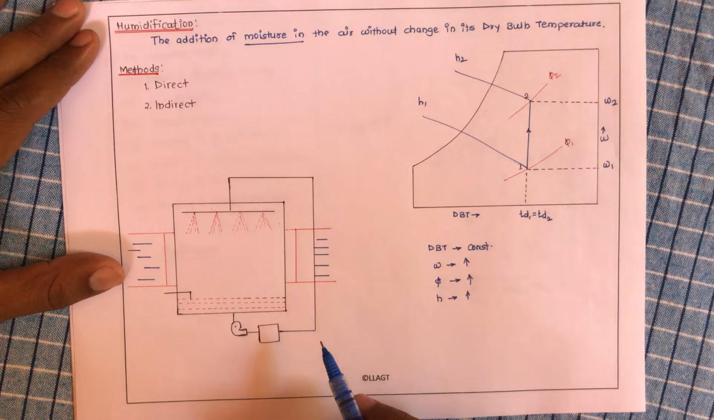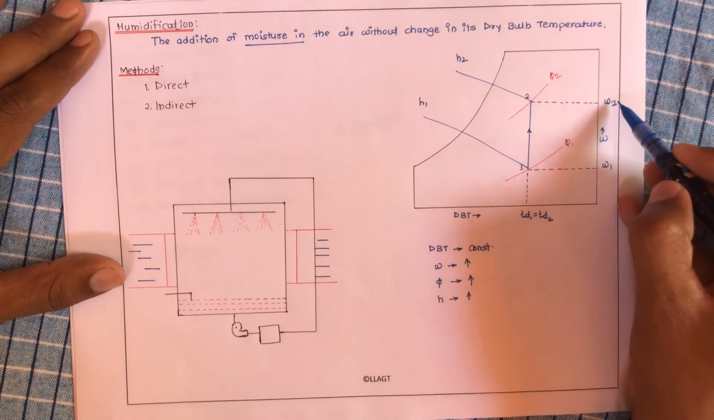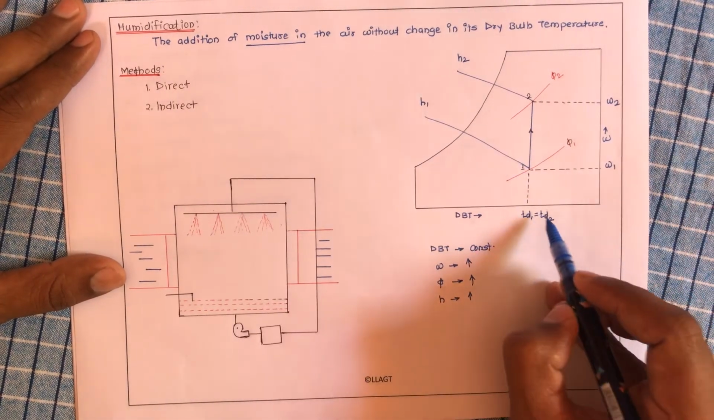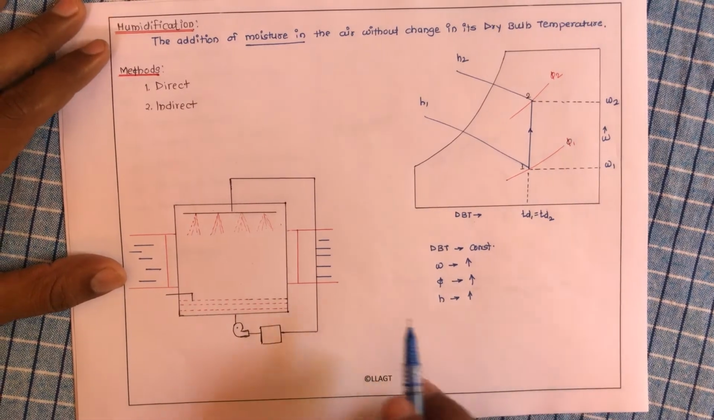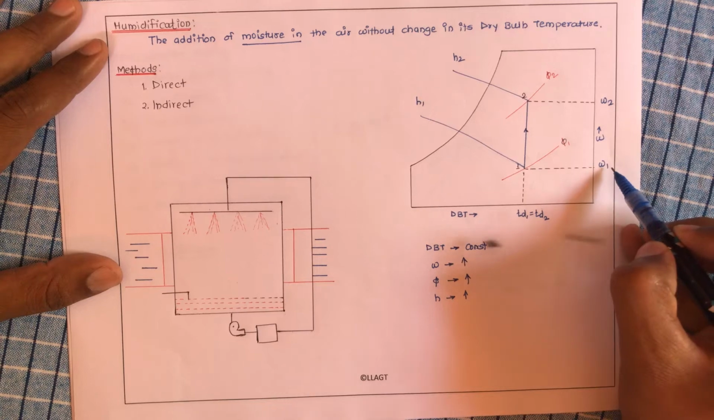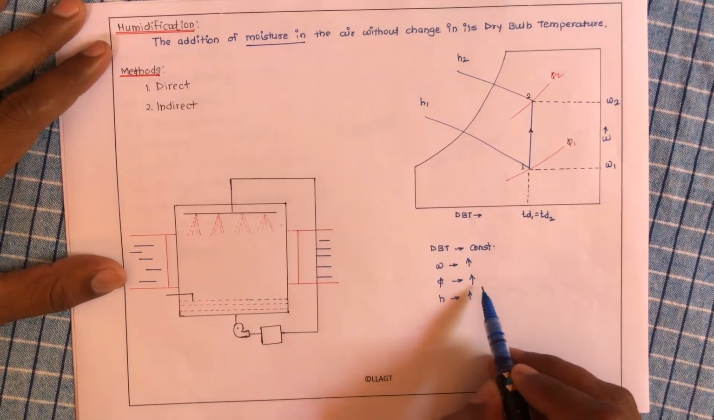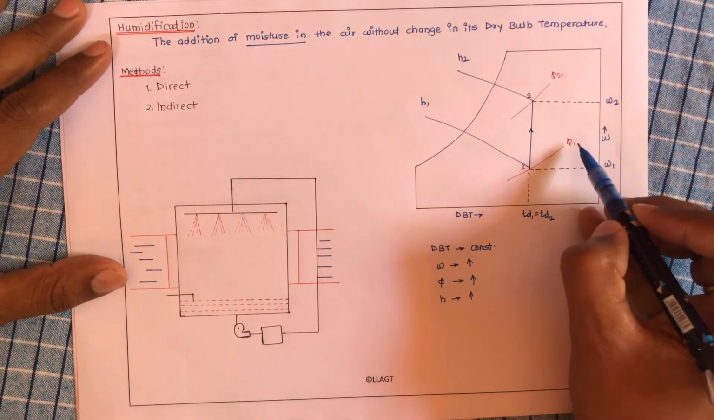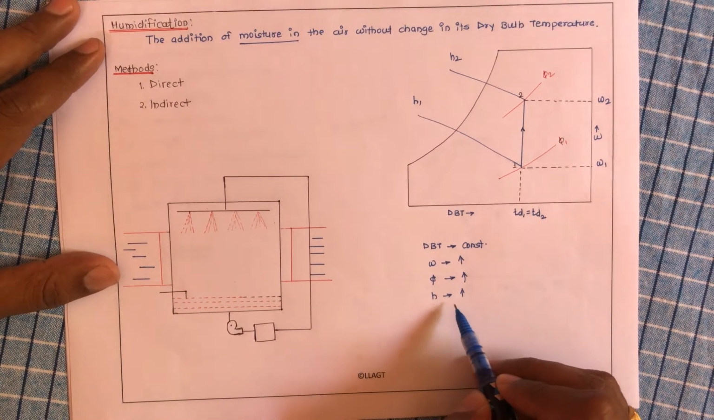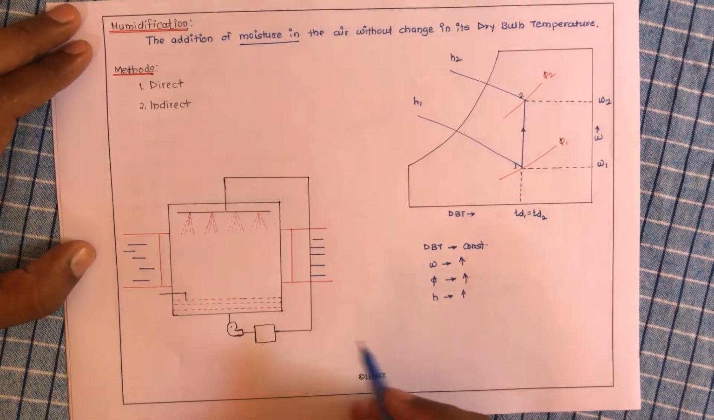In the first two processes, that is sensible heating and sensible cooling, the humidity ratio or specific humidity remains constant, and there is a change in the value of dry bulb temperature. But in case of humidification, the value of dry bulb temperature remains constant and the humidity goes on changing. Now what will happen to the relative humidity? The relative humidity will go on increasing from phi1 towards phi2, and similarly enthalpy also goes on increasing from H1 towards H2.